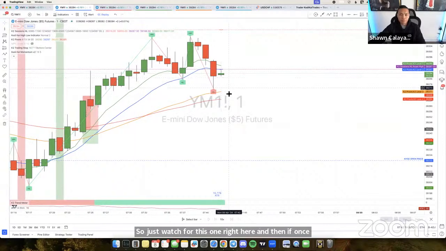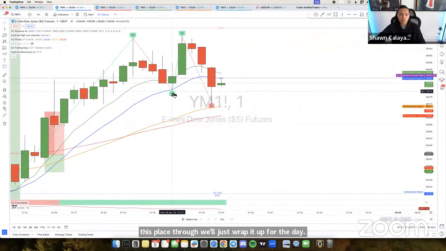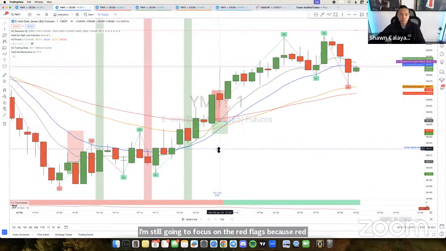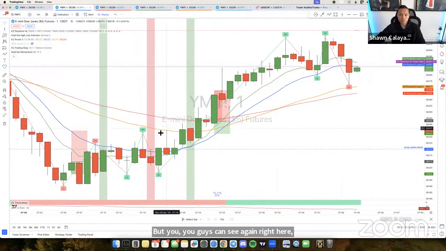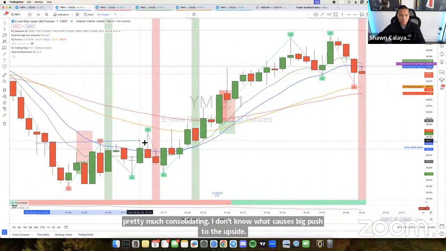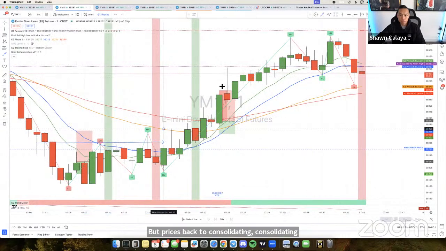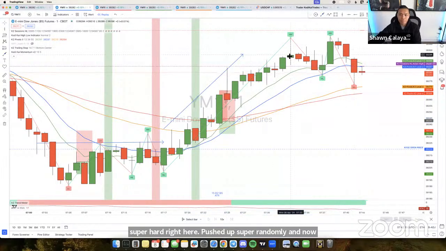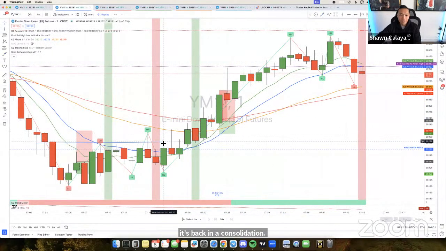I'm still going to focus on the red flags because red flags do play a big part. But you guys can see again right here, price is pretty much consolidating. I don't know what causes a big push to the upside, but price is back to consolidating. It was consolidating super hard right here, pushed up super randomly, and now it's back into consolidation, pretty much where it was earlier. We just got caught with bad luck today.